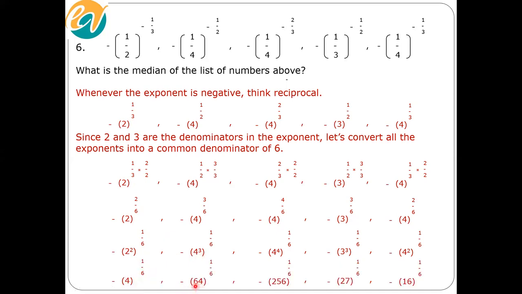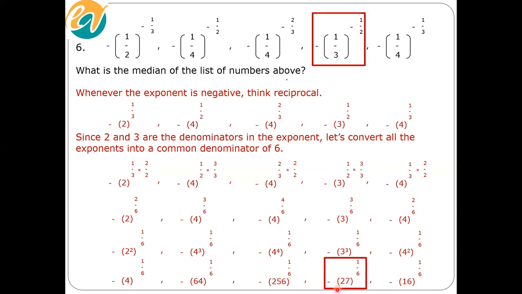This is 4 cube, which is 64. This is 4 raised to the power 4, which is 256. This is 3 cube, which is 27. This is 4 square, which is 16. And all of them are raised to the same power, right? 1 by 6. Now it is easy. So you can just compare these values, right? 4, 64, 256, 27, and 16.